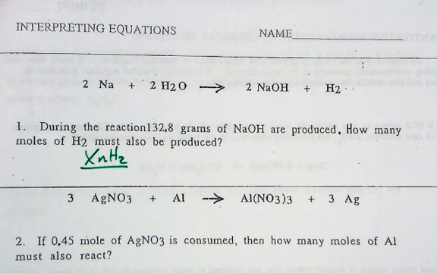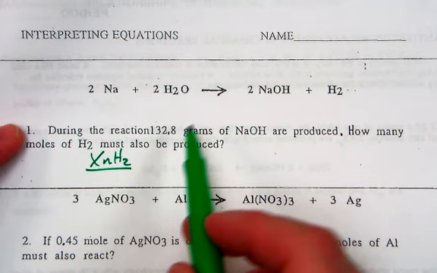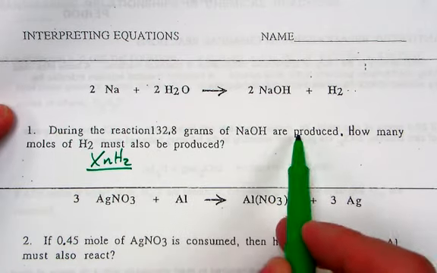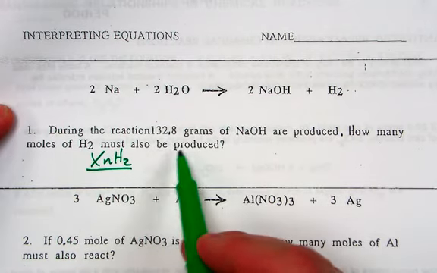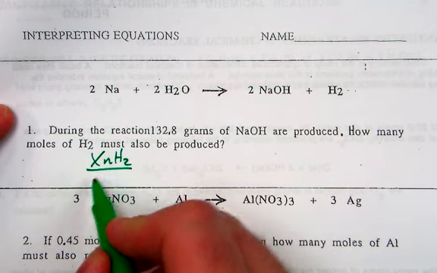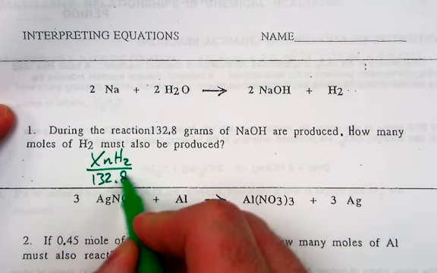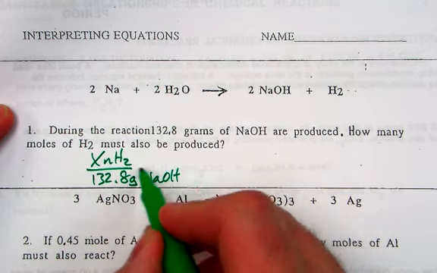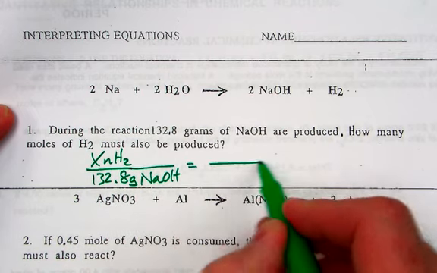What we're going to do is go over how to do some of these more complex gram-to-gram calculations using the equation. The first problem says if we have 132.8 grams of NaOH that are actually produced, how many moles of H2 must be also produced? So what we want to find out are moles of H2, and our given is 132.8 grams. And this is for NaOH, to be really explicit about labeling everything and identifying it.